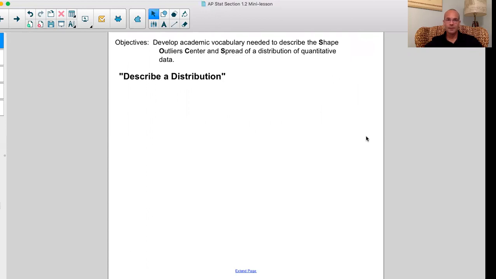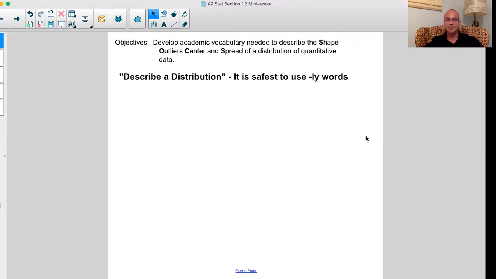So first of all, let's talk about this phrase, describe a distribution. Classically on the AP exam, at some point you'll be asked to describe a distribution. And the graders basically all agree that those four things, shape, outliers, center, and spread, SOCS, is an important piece.